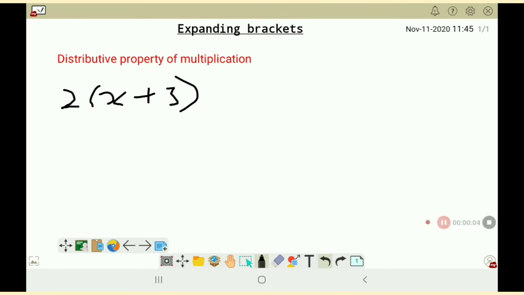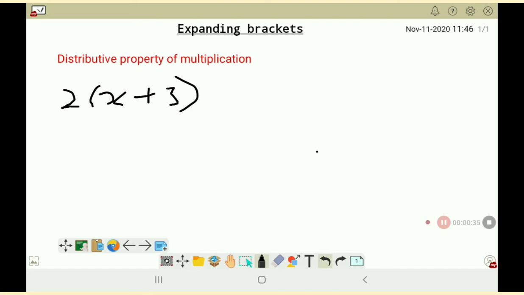Today we're looking at expanding and simplifying expressions. We're going to be looking at expanding single brackets first, and then we look at expanding double brackets. Now, the method that we use to expand or multiply is called the distributive property of multiplication. For the distributive property, we take the term that is outside the bracket and multiply it by the terms that are inside the bracket.